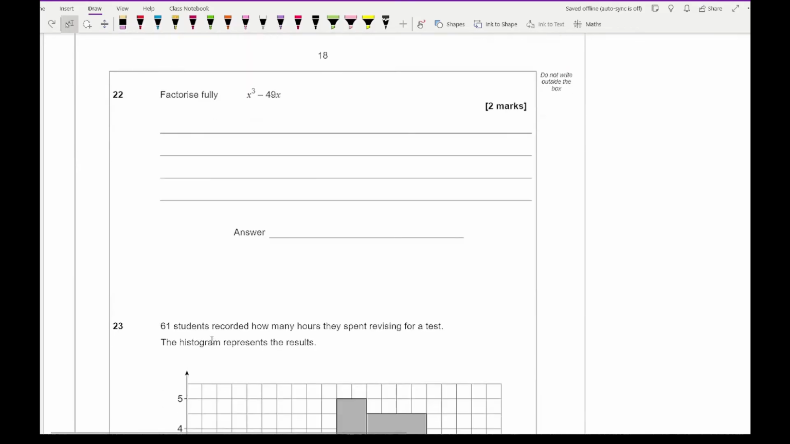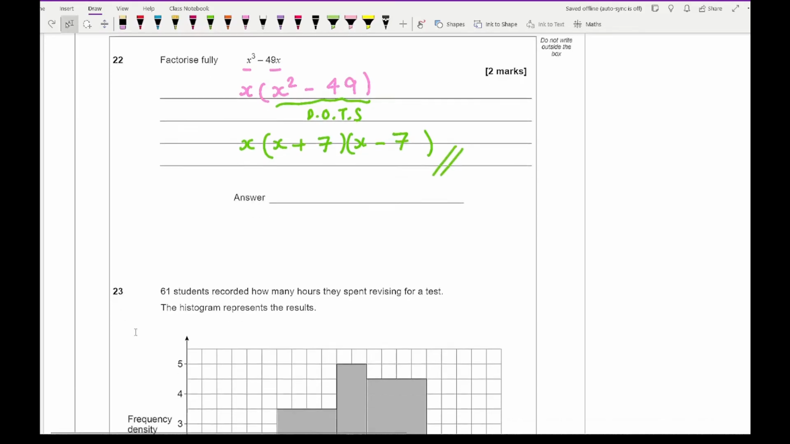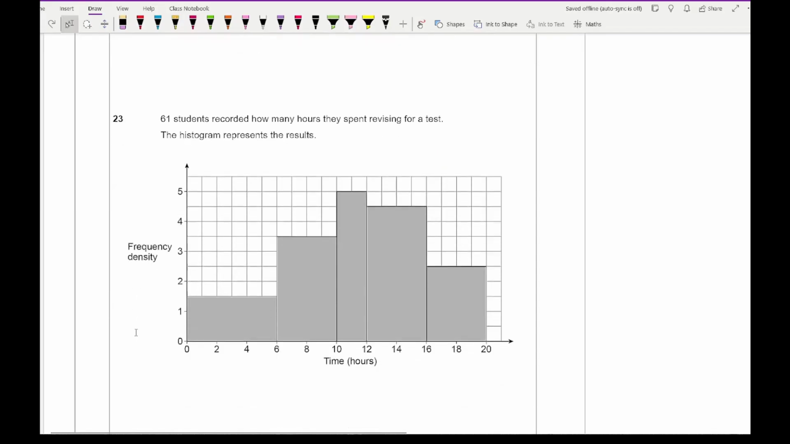Moving on to question 22, it says factorise fully. So here we can see that both the terms have got x's. So if I take an x out, I get x squared plus 49, or actually minus 49. Now, hopefully you would spot that this here is a difference of 2 squares. So that then becomes x, and I set up my double brackets. What do you have to square to get x squared? Well, that's going to be x. And what do you have to square to get 49? That's going to be a 7. One's a plus, one's a minus. And there is my factorisation fully of x cubed minus 49x.